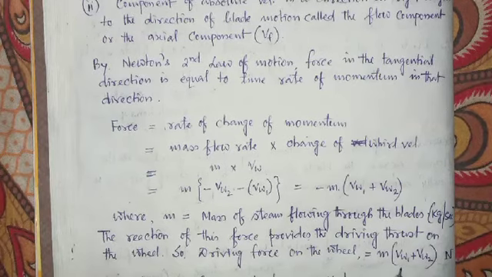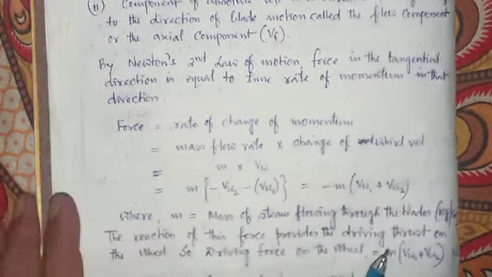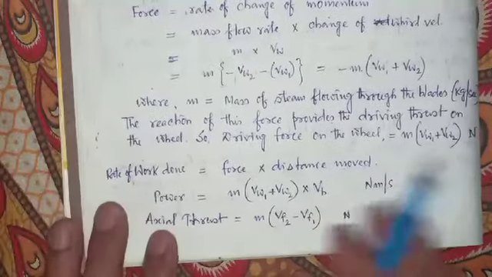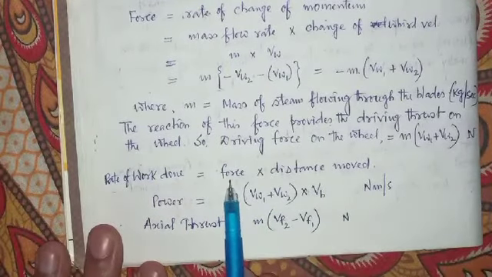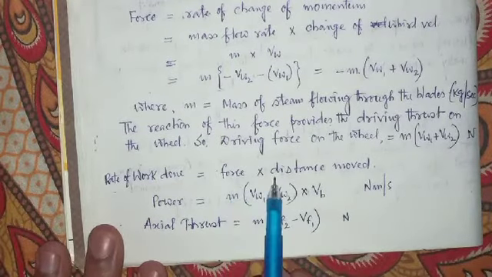Now the rate at which the work is done on the wheel is given by the product of driving force and the blade velocity.